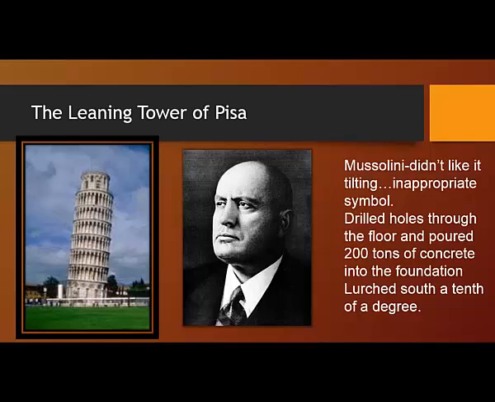He thought it was an inappropriate symbol for Italy, and so he drilled holes through the floor and poured 200 tons of concrete into the foundation. And what it did is it just compacted the foundation even more. It was built on an estuary, which is silt and sand from riverbeds, and so it was very soft and very porous and very much full of water. In fact, water poured out of the holes that they drilled.